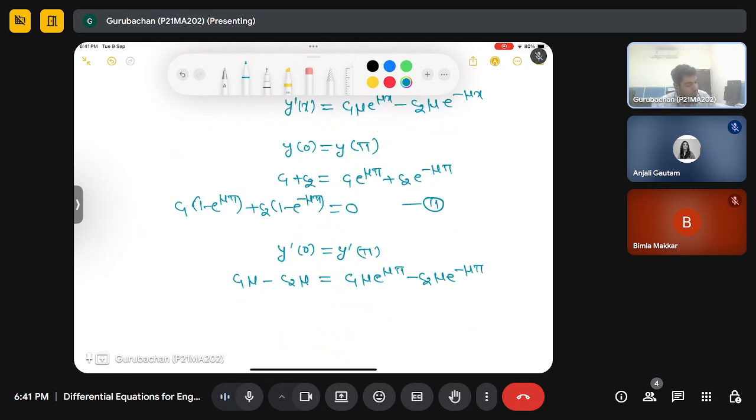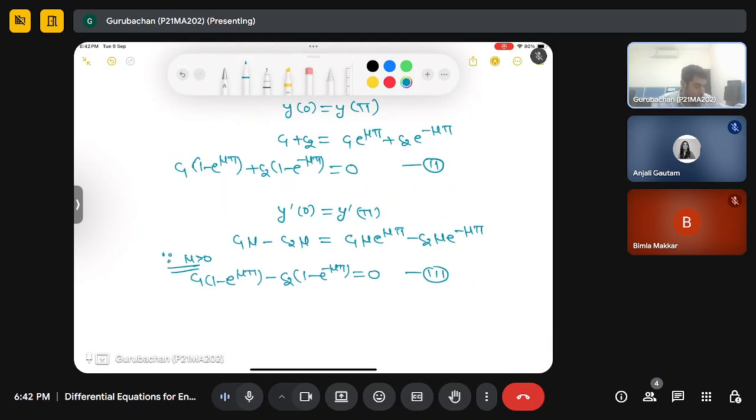So this will give you c1. Because mu is positive, we can cancel it out and ignore it. So you will get c1 times 1 minus e to the power mu pi, with negative sign c2 times 1 minus e to the power minus mu pi, equal to 0. So this is your equation number 3.